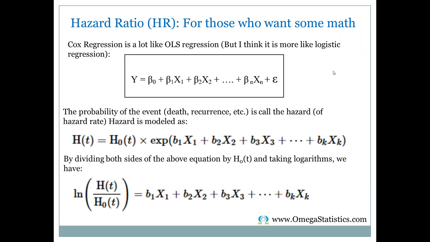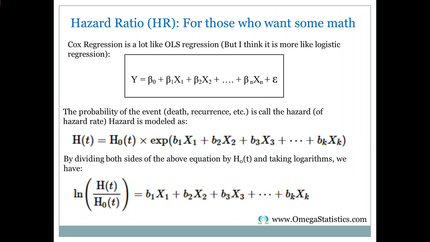All right, some of you guys want some math, right? Cox regression is a lot like OLS regression, but I think it's more like a logistic regression. And remember, Cox did both. He pioneered both, so it kind of makes more sense when you think about it that way. Here's our regular regression model. It's additive, right? Most of you have seen this. You're very familiar with it, okay?